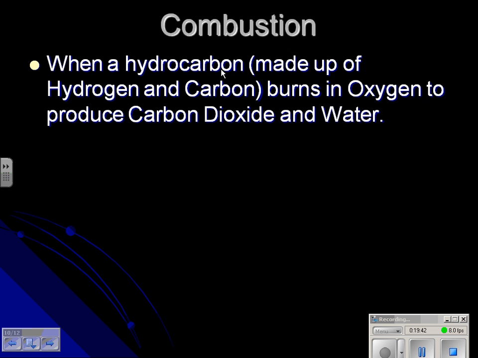So it will be covalent compounds, and combustion's when they burn in oxygen, and they always produce the same products. These problems are super easy. As soon as you see that it's a combustion problem, a hydrocarbon reacting with oxygen, you immediately know your products. They're always carbon dioxide and water. It's just a matter of how much carbon dioxide and water is forming, and that's where the balancing part will come in. So let's look at some examples.